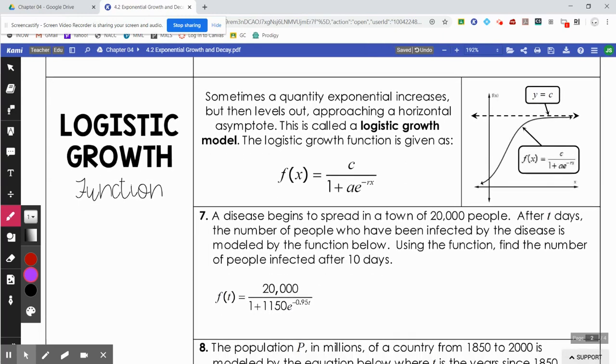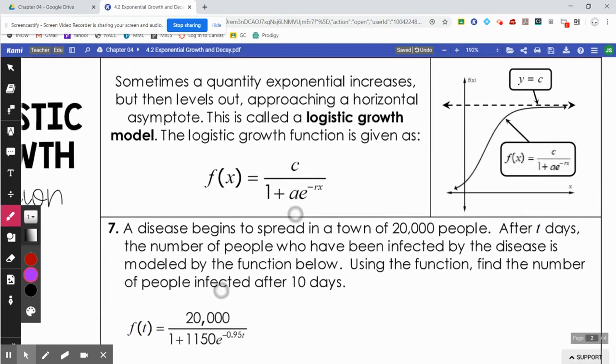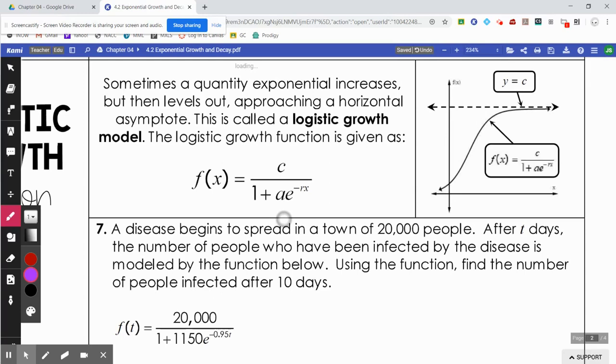Logistic growth. Now, this is interesting. It says sometimes a quantity exponentially increases but then levels out, approaching a horizontal asymptote, as you see in this graph here. So we've got an exponential growth, and all of a sudden, let's kind of level out there. This is called a logistic growth model. The logistic growth function can be used there, where C is that horizontal asymptote line. You see the C on top.